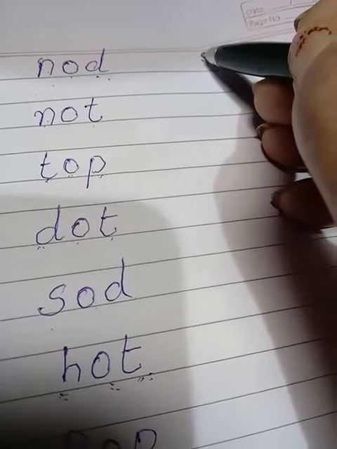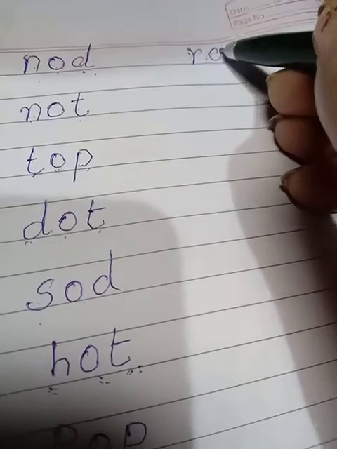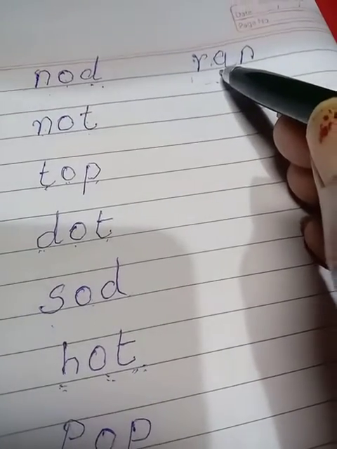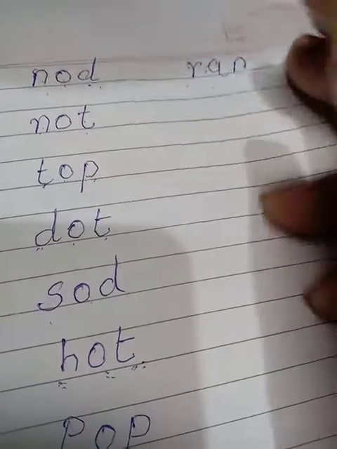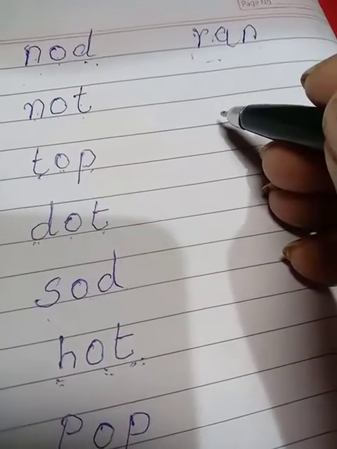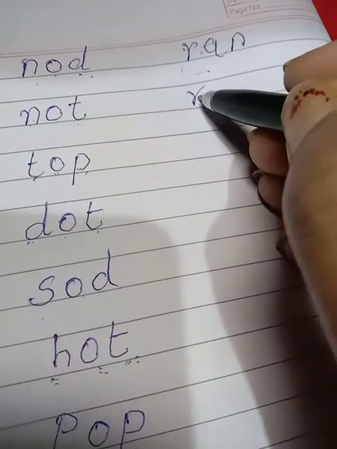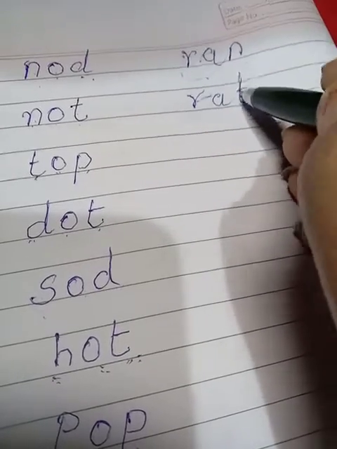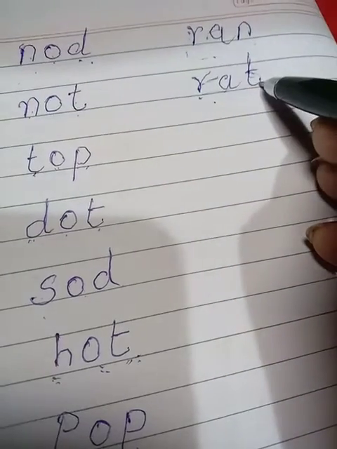Okay, ra. Now see, not o, a. So ra, n, ran. R, A, N, ran. Or you can write R, A, N, an, ran. Understood? Now, rat. Ra, R, A, ra, and T, rat. Or you can write R, A, T, at, rat.